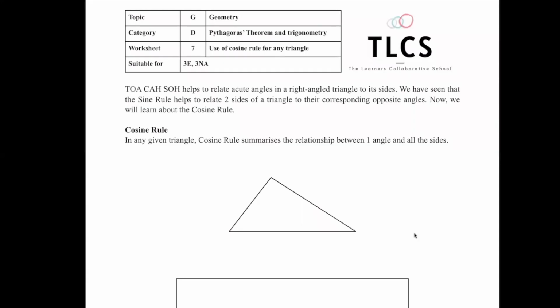All right, so we have finished sine rule and we move on to something that is a little bit similar, but it's called cosine rule. It also helps to relate angles to sides of the triangle. But more importantly, for cosine rule, it is the relationship between one of the angles and all of the sides. Okay, one of the angles and all of the sides.